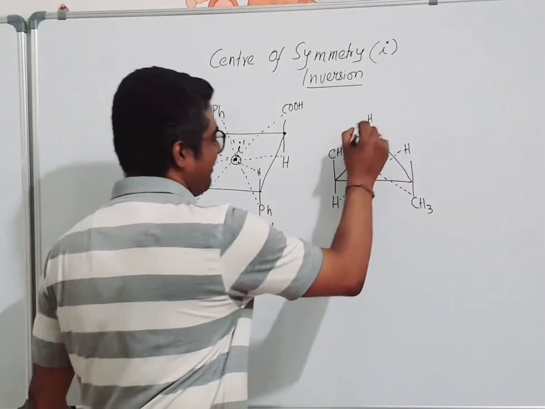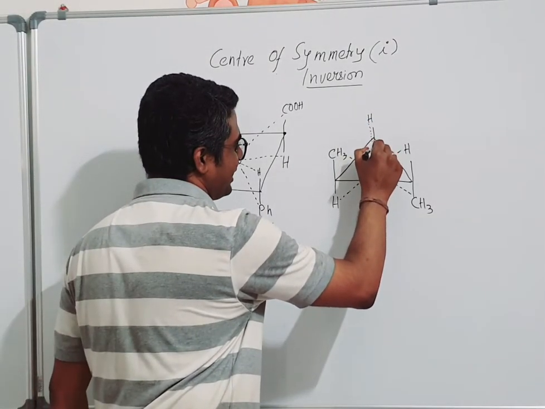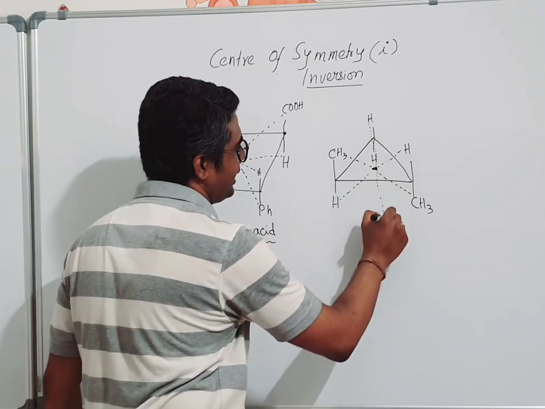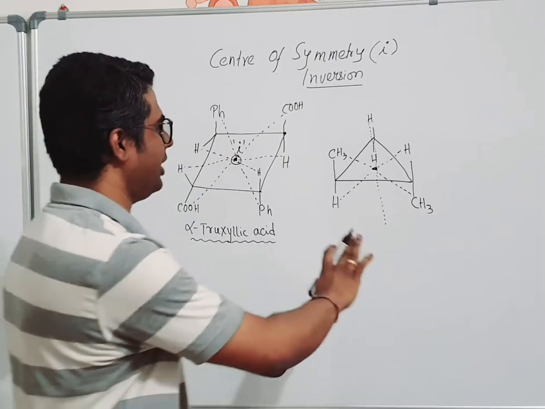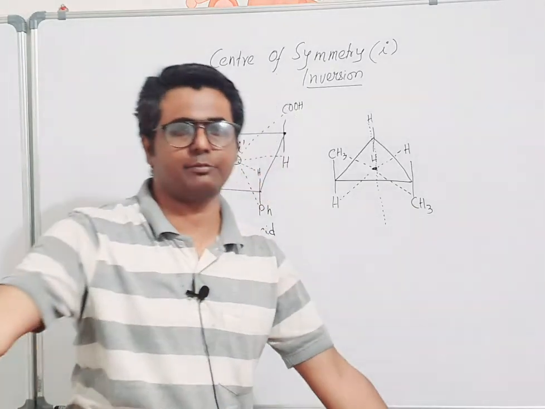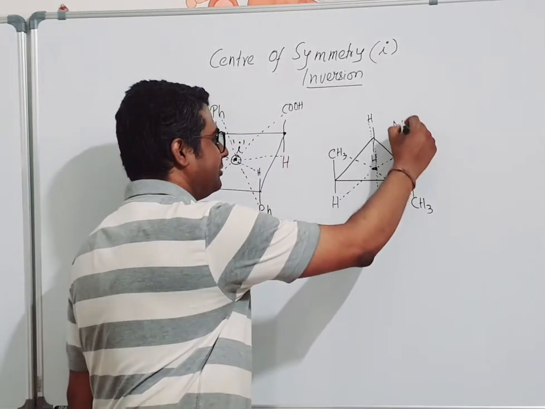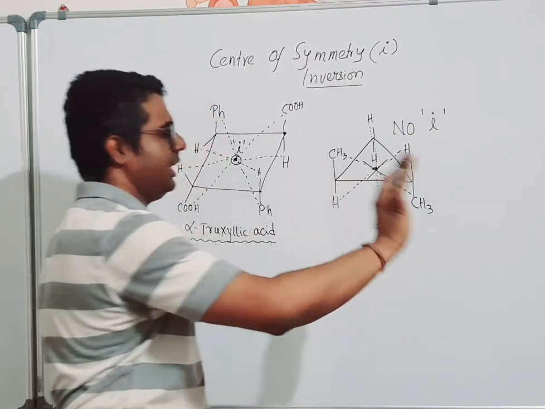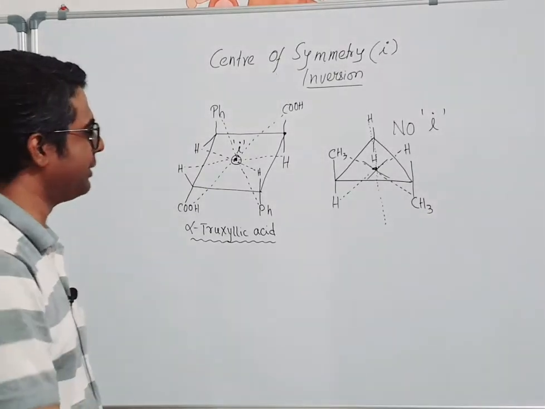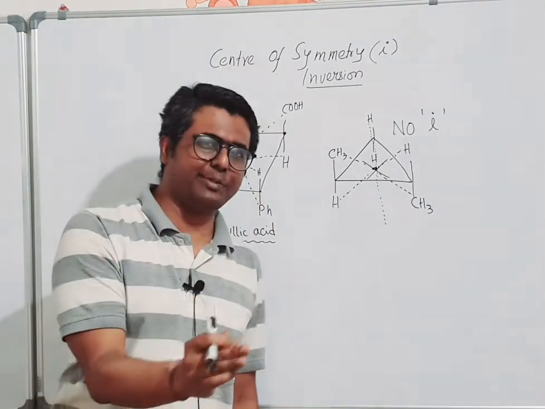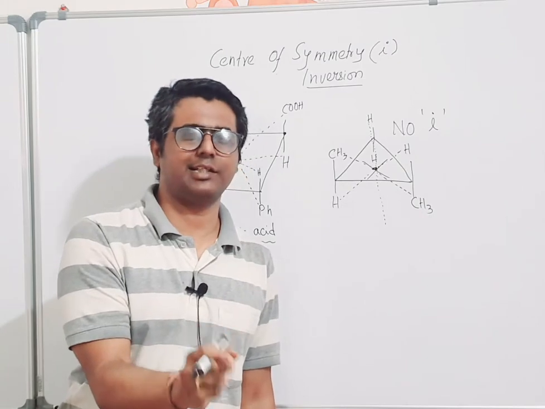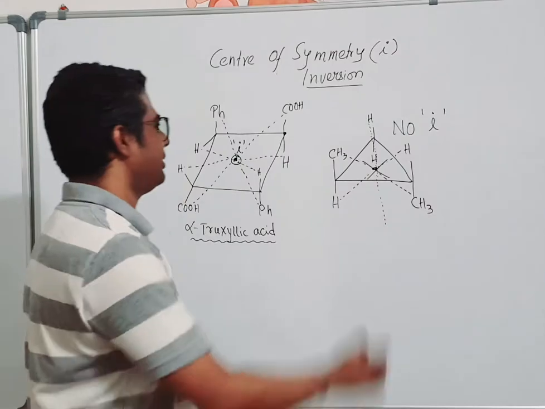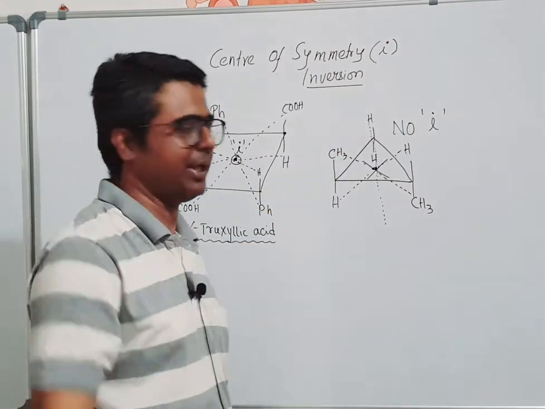Now if I try to draw a line from this H through this point, then you will find no H on this side. So this molecule is devoid of center of symmetry. This is not a center of symmetry. Clear? No center of symmetry, because if any one of the lines fails to follow the criteria, then it will not be a center of symmetry. All lines must be the same on this side and that side.